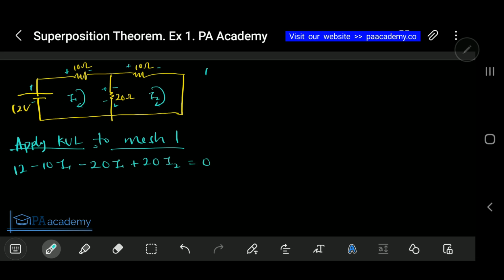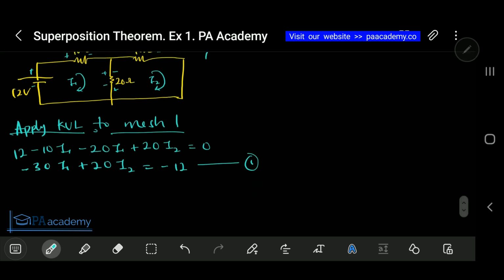Let's tidy it up. This will give us minus 30 I1 plus 20 I2 equals to, if this 12 comes to the other side, minus 12. Let's call this our equation 1.